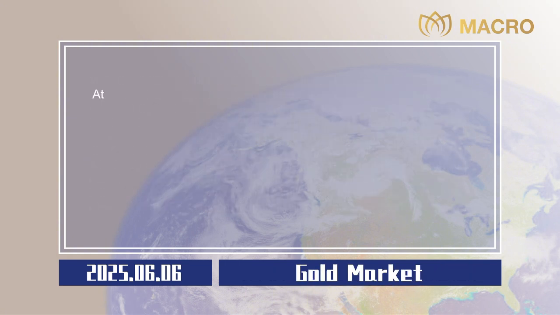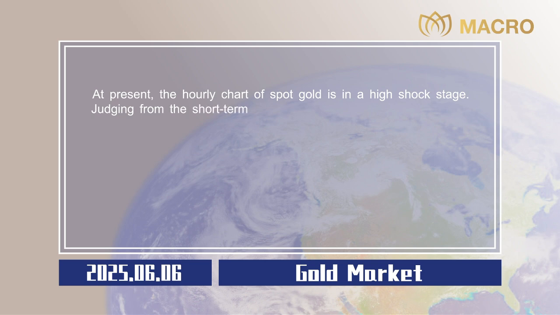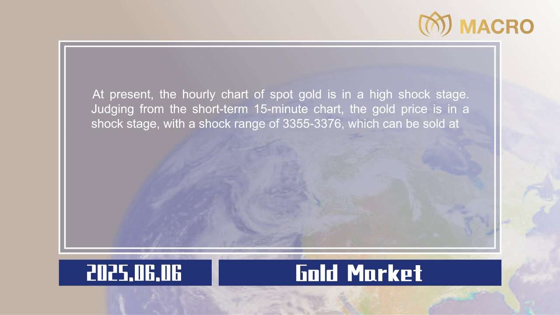Gold market. At present, the hourly chart of spot gold is in a high shock stage. Judging from the short-term 15-minute chart, the gold price is in a shock stage, with a shock range of $3,355 to $3,376, which can be sold at a high price and bought at a low price in operation.